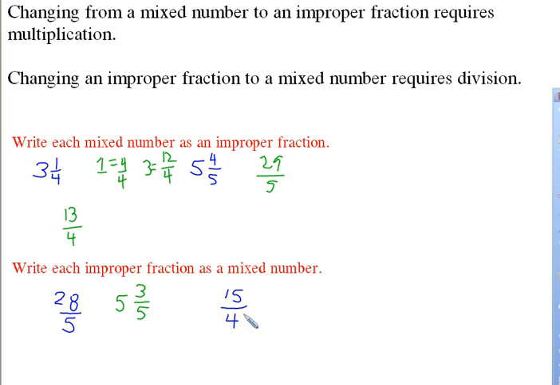And same thing here. 4, how many times does it go into 15? It goes in 3 times. And then I have 3 pieces left over because 4 times 3 is 12. And then to go from 12 to 15, I need to add 3 more. And that's it.